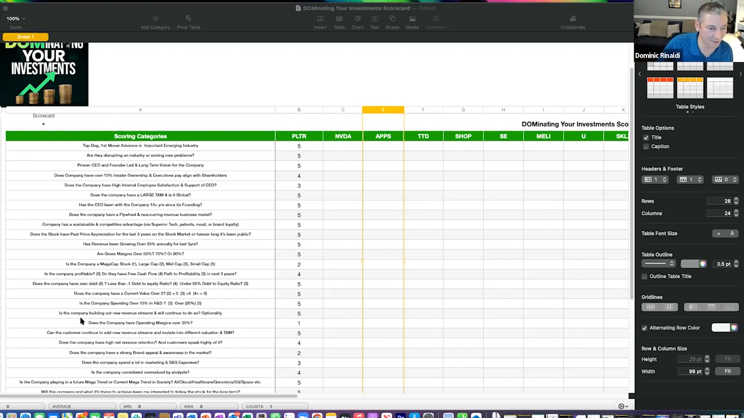And then let's see here, is the company building out new revenue streams and will it continue to do so with more optionality? Already said that, 5 out of 5 for sure. They have Apollo, their edge AI solution that has now made their ability to deploy the platform so much faster, 5x speed in deployment in the amount of days it takes to be up and running. They have Gotham, they have Foundry. Now they have Foundry for builders, for startups.